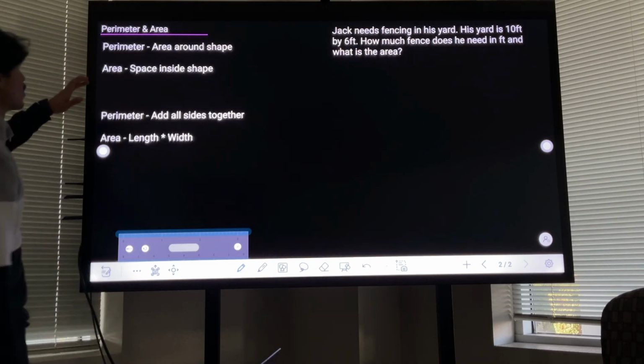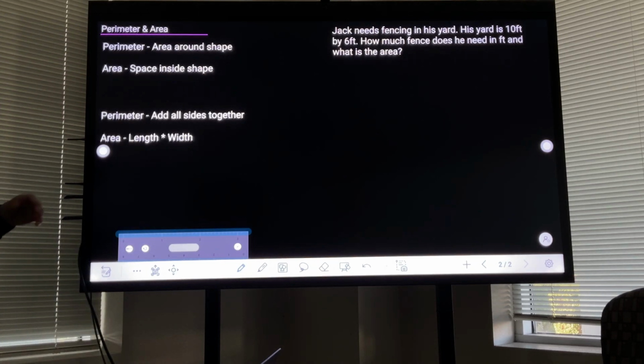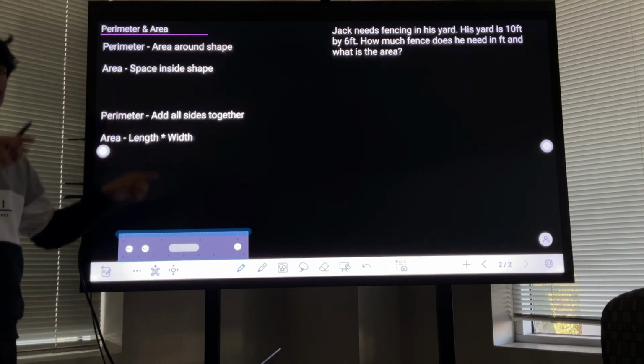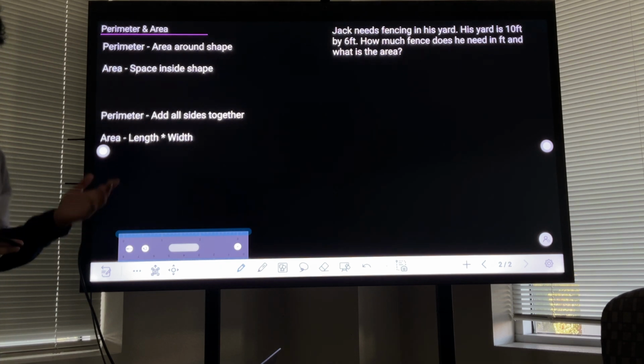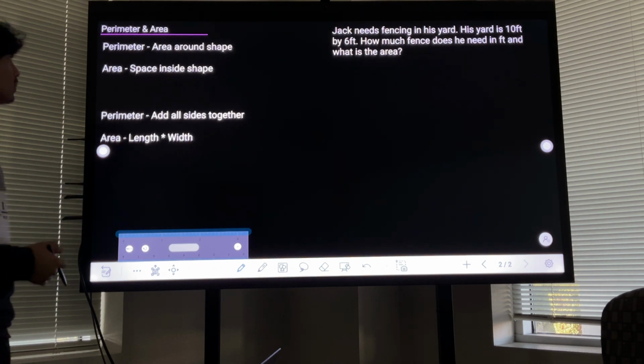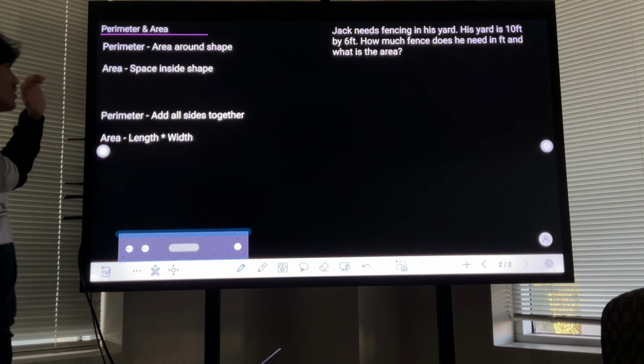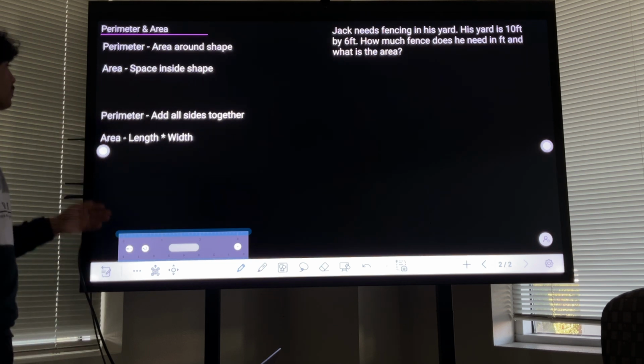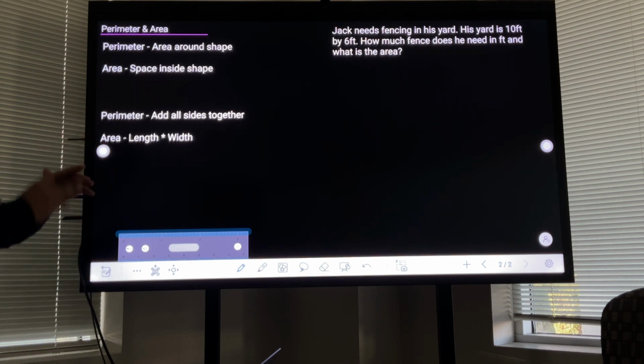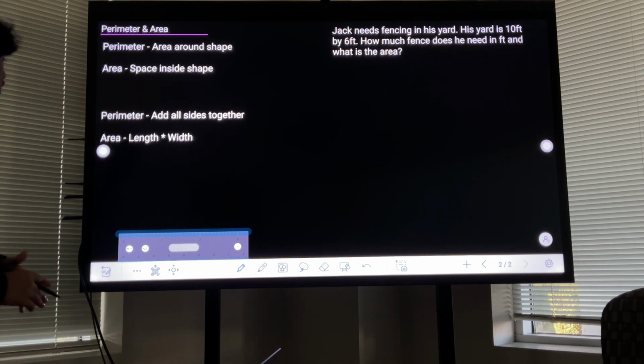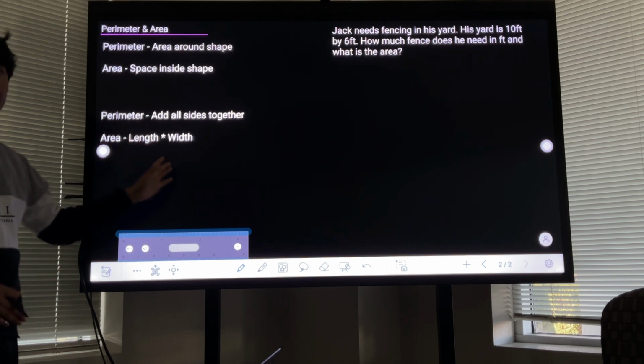Looking at perimeter and area. Perimeter is the distance around a shape, most likely a square or a rectangle. Area is the space inside the shape. To find the perimeter, you have to add all the sides together. For the area, it's length times width.